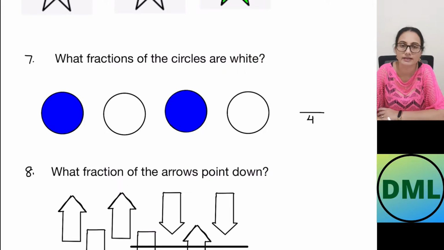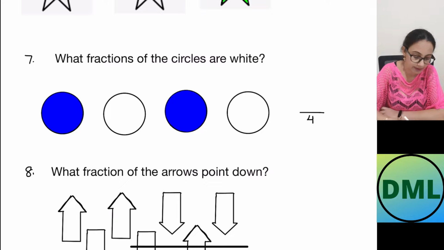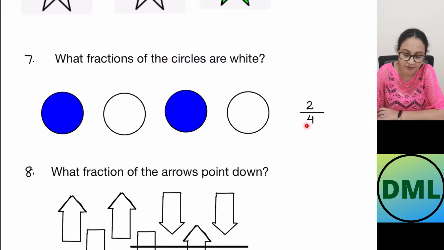Now I will look for the white circles. So how many white circles do I have? I have this 1 and 2. I have 2 circles which are white. So I will write down 2 in the numerator. That means 2/4 of the circles are white. Out of 4 circles, 2 circles are white.